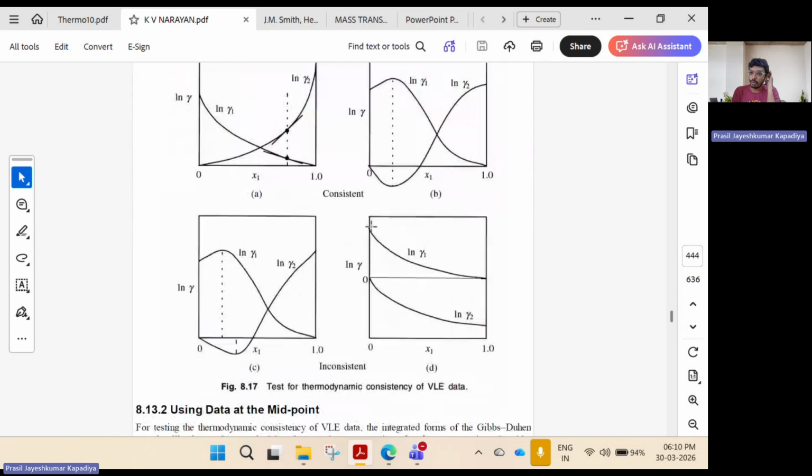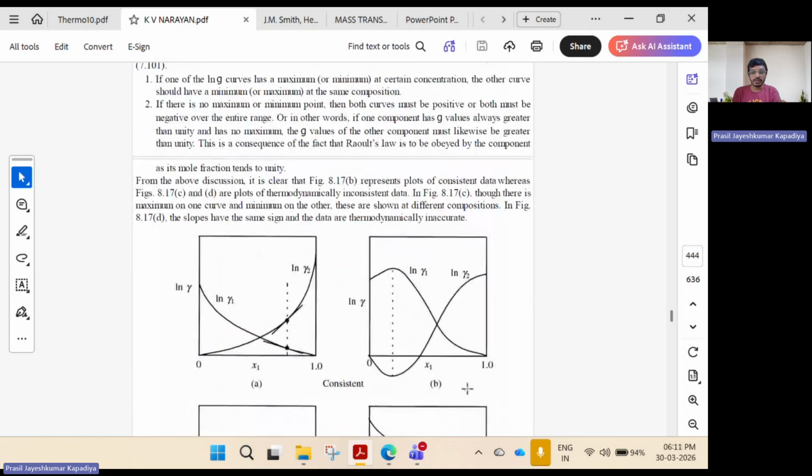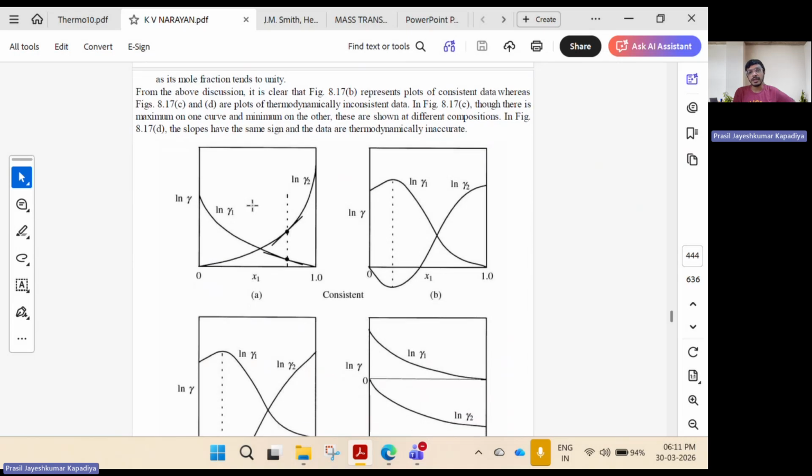And if we see figure D, both curves have the same nature, both are decreasing. This is also not possible because the curves should have opposite slopes, and here the slopes are of similar nature for both curves. So data D is also not thermodynamically consistent. So for figure B, the plots represent consistent data, because of the maxima and minima, and C and D are not thermodynamically consistent. Those are thermodynamically inconsistent data.